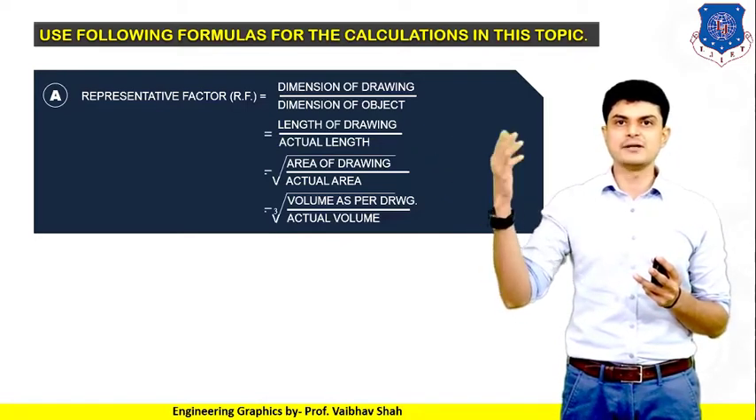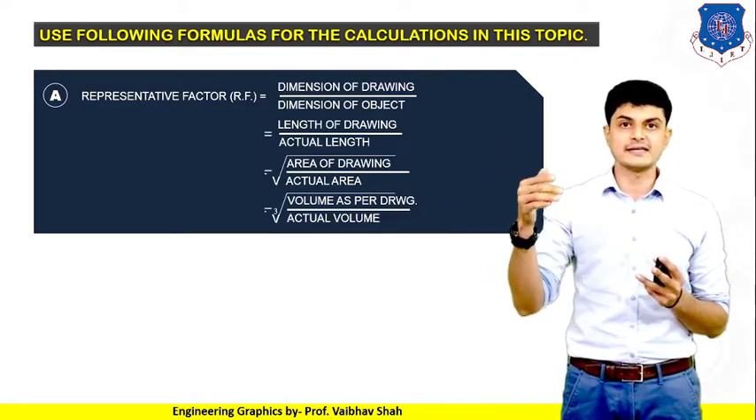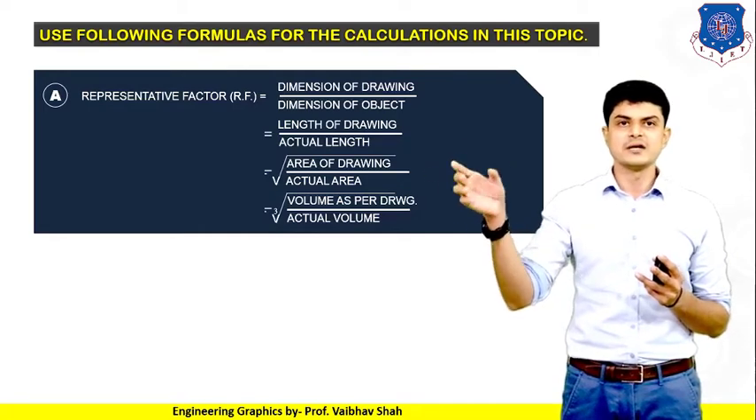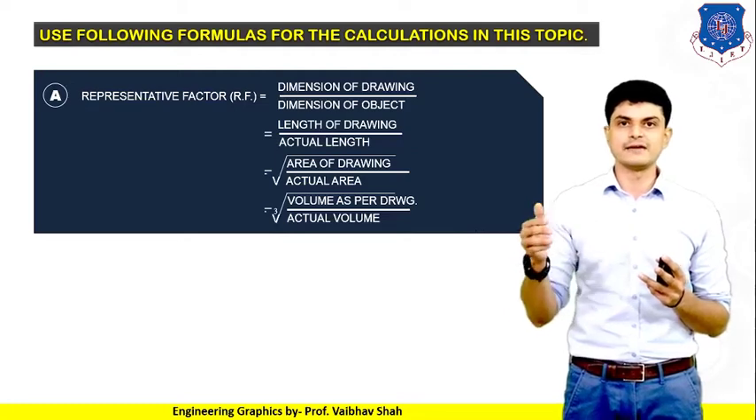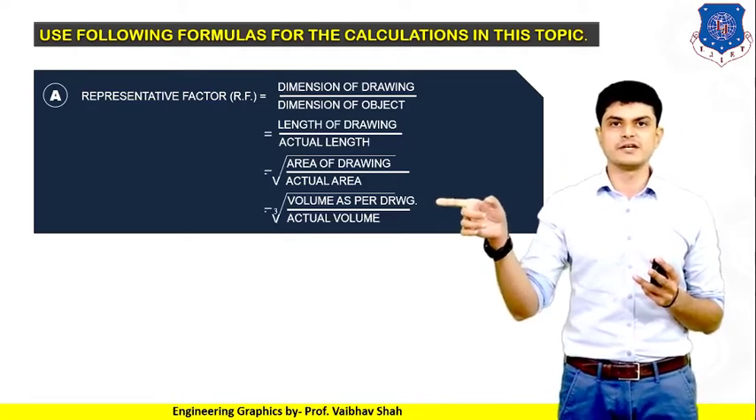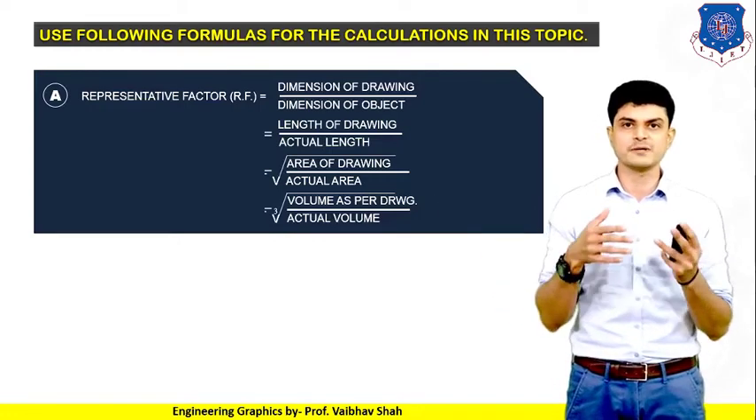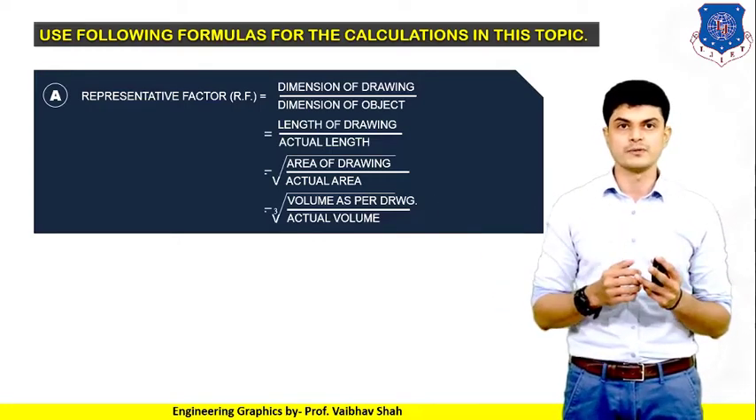Then, if the dimension is in the form of area, we can modify this equation like this: square root of area of the drawing upon actual area. And if the dimension is in the form of volume, then we can use this equation: cube root of volume as per the drawing upon actual volume.